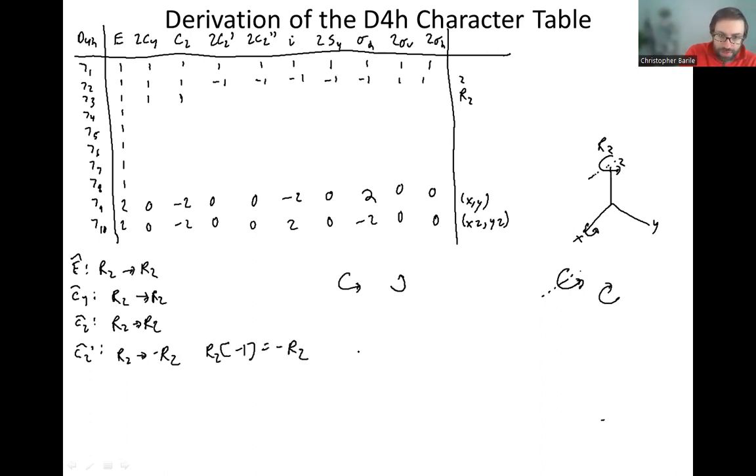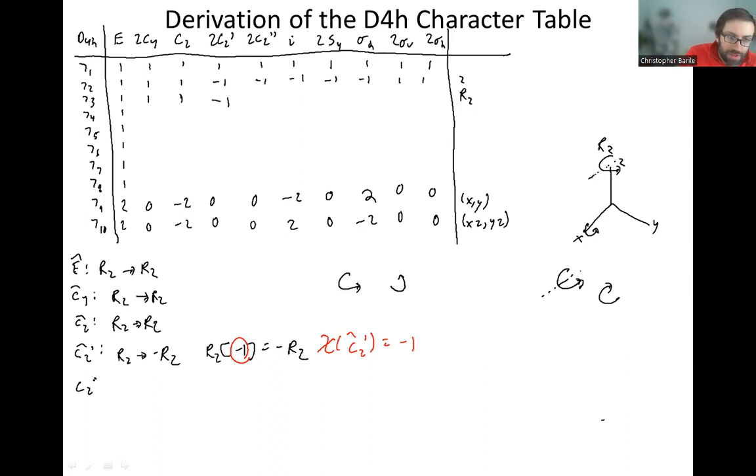We wanted to be rigorous about this. And then we take the trace of this matrix, which is just a sum across the diagonals, of course. So the character of the C2 prime operation would be equal to -1. So up here we do a -1.